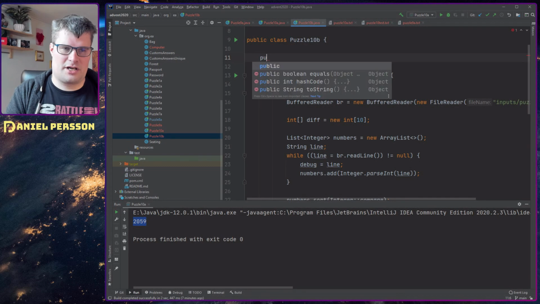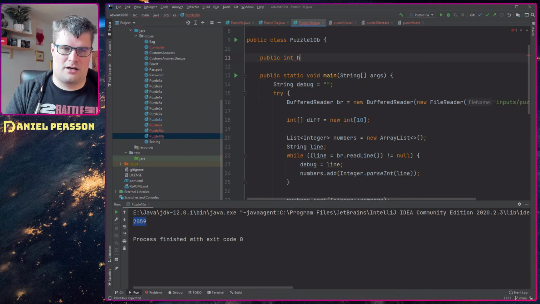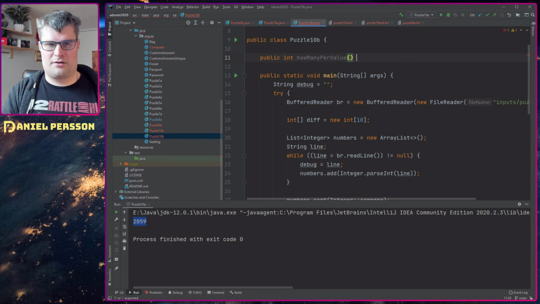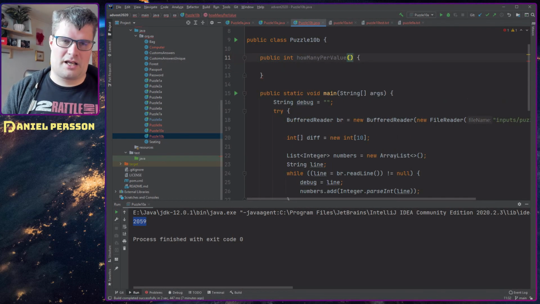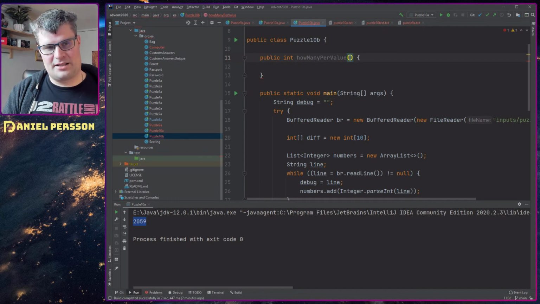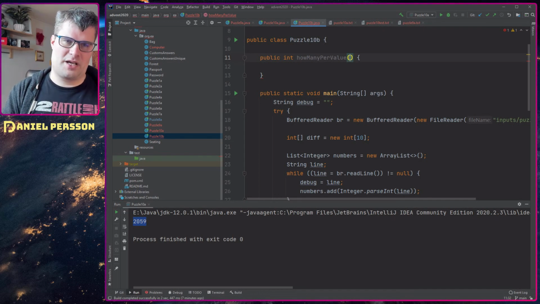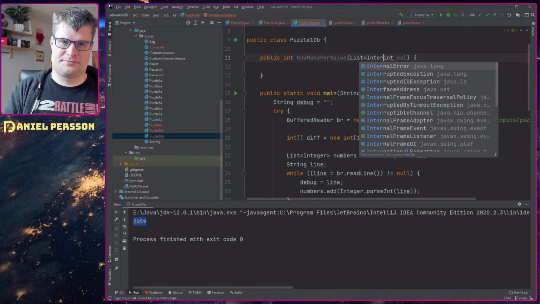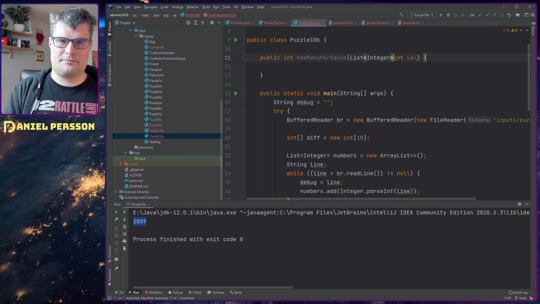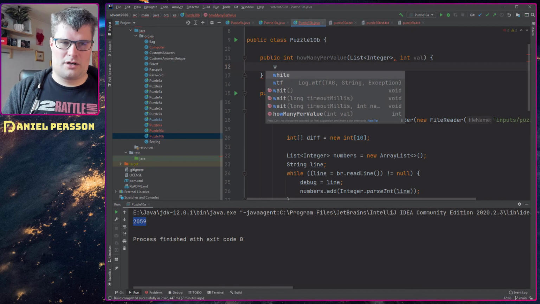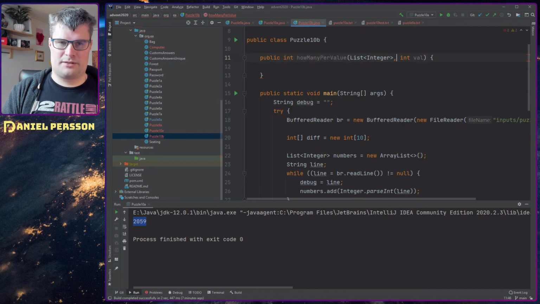So let's create a function here, public, how many per value. So like that. And it doesn't need to be that efficient, but we give it a value, and we also give it the list of integers like that. And let's give that a name as well, list.